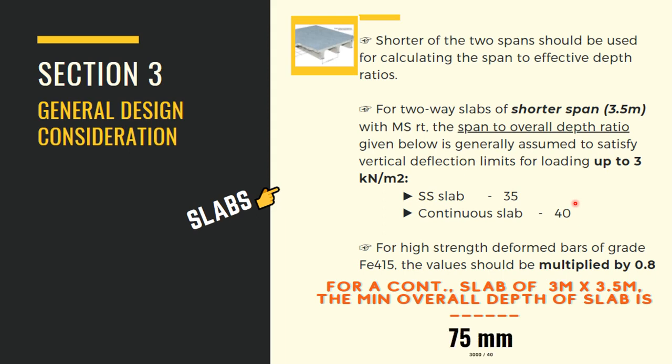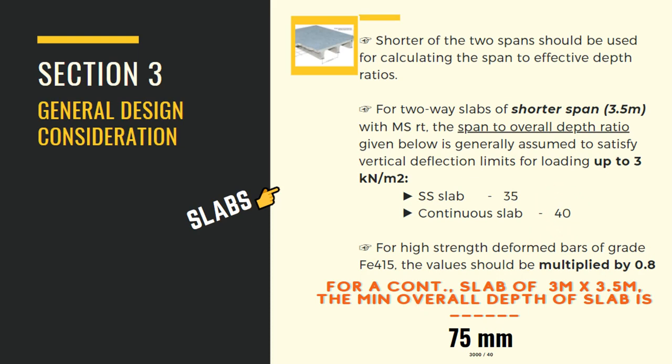So for a continuous slab of this size, 3 meter cross 3.5 meter, the minimum overall depth of slab is 75 mm, which is calculated by 3000 divided by 40. In case they have specified high strength deformed bar, this value can be multiplied by 0.8.